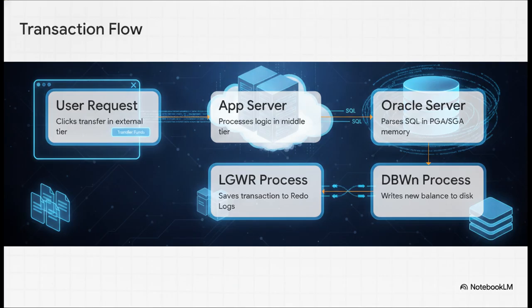Next, an Oracle server process parses that SQL using the PGA and modifies the account balance cached in the shared SGA memory. Finally, the database writer commits that changed balance permanently to the physical data files, while the log writer simultaneously secures the transaction record in the redo logs. It's literally a flawless, synchronized dance across multiple architectural layers.